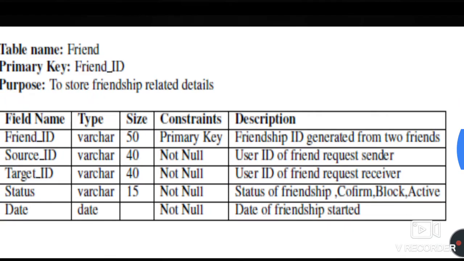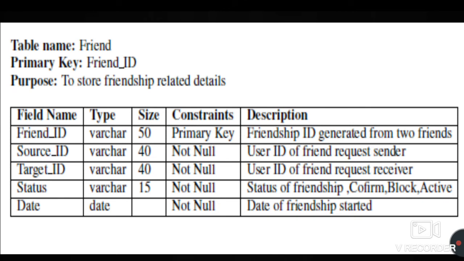Next is the friend table, which is used to store friendship related details. Friend ID is the primary key. The friend ID is created from the friend request sender's ID plus the friend request receiver's ID, and its type is varchar, so the size becomes 50. The source ID is the user ID of who sent the friend request, and target ID is the user ID of who received the friend request.